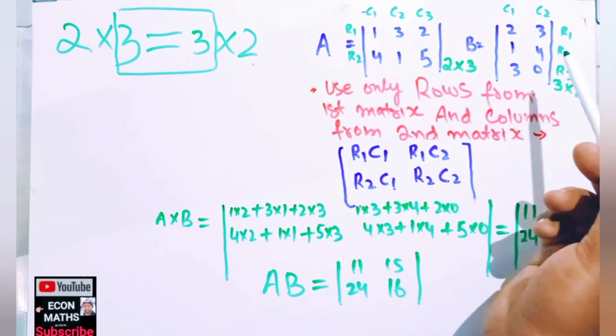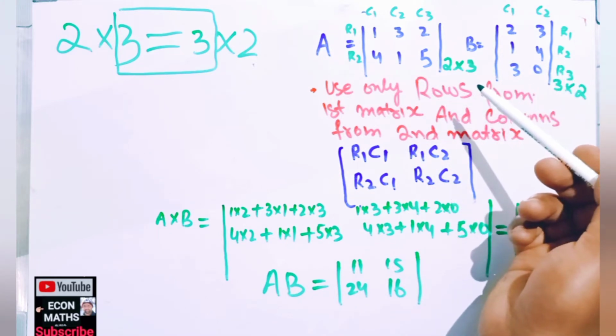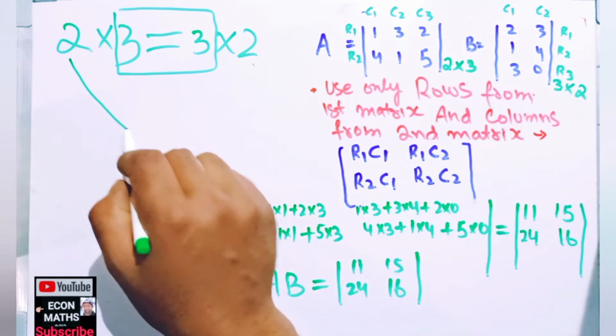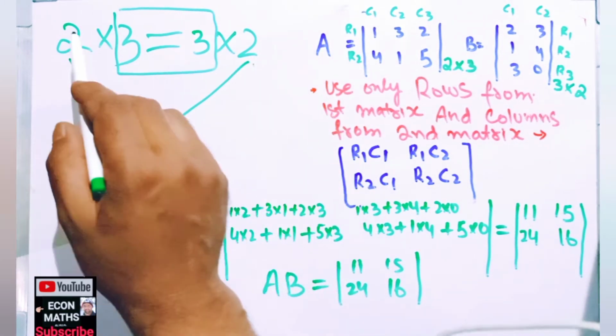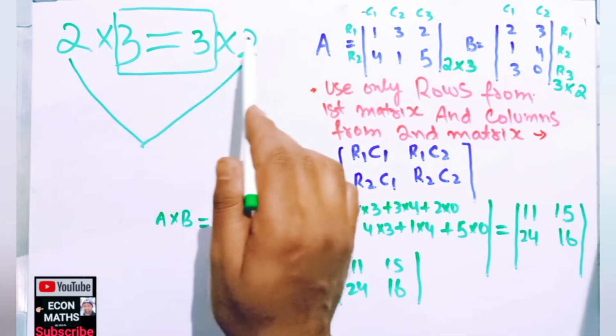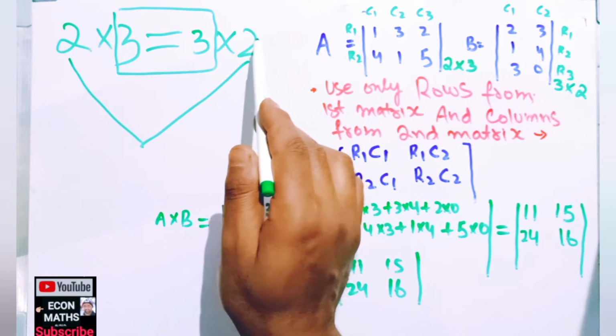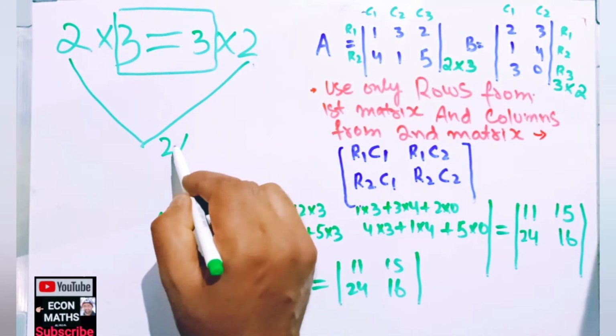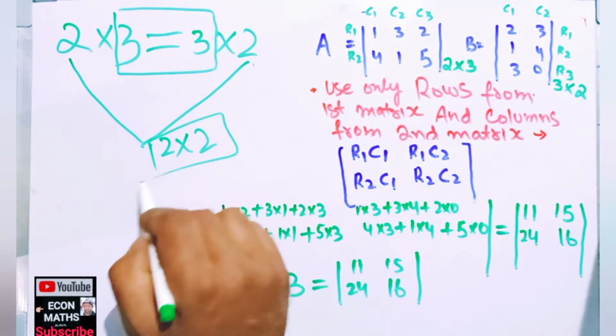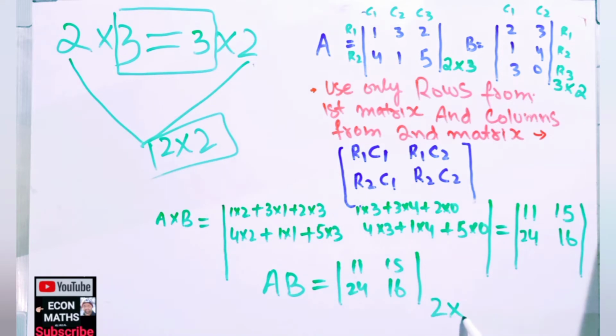I am repeating the important points. Now the resulting matrix was this. These two left out numbers, that is 2 cross 2, which we got here. This is 2 cross 2. So this was all about matrix multiplication.